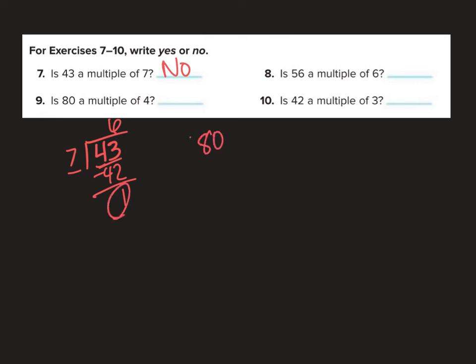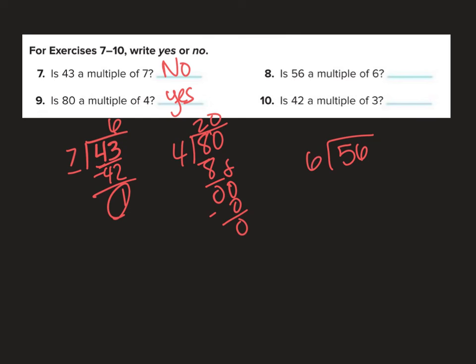Is 80 a multiple of 4? Yes. A 0 left over? Yes. Is 56 a multiple of 6? No. Well, let's see. 6 times 8 is 48. 6 times 9 is 54. 2 left over. Nope. There's a remainder.